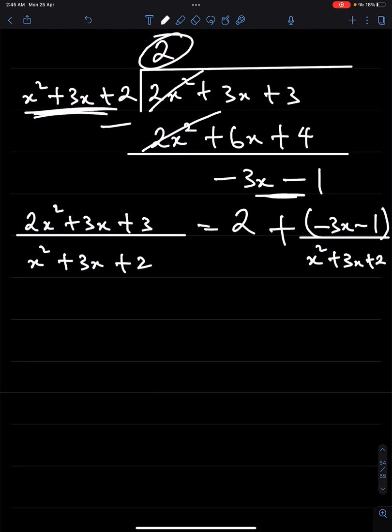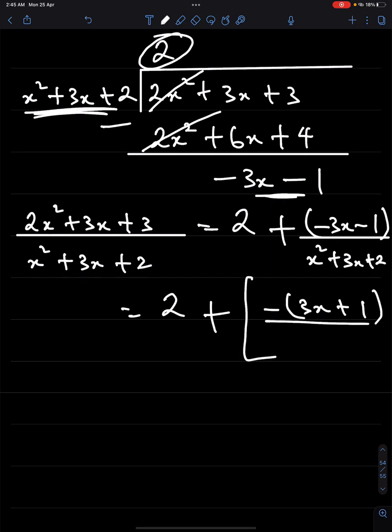Okay, I think I can even just leave it that way. Or maybe let me write it this way, 2 minus, I want it to be very clear, 2 minus, in brackets, 3x plus 1, I'm factoring minus 1 out of the numerator of the fraction, all over x squared plus 3x plus 2.